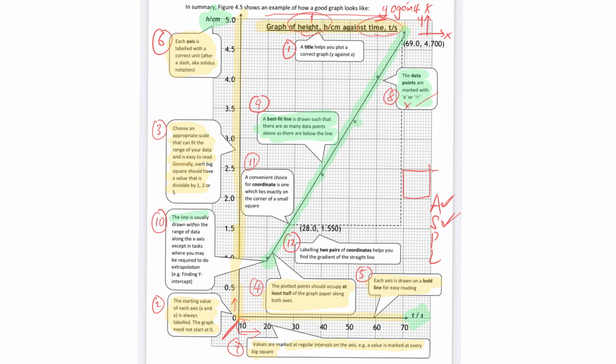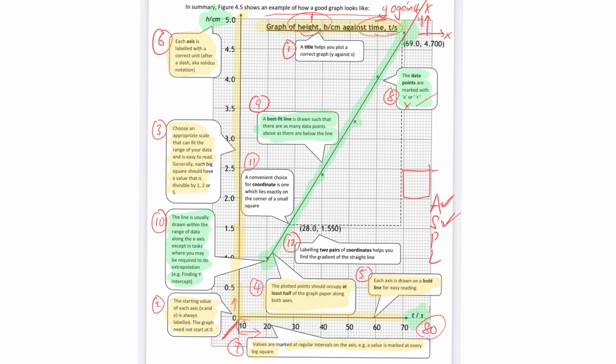One thing to take note is the line is usually drawn within the range. So you must draw from the first point to the last point. You try to draw the best fit line within the range, unless you're required to extrapolate. That means you have to extend your line, then you do that. For example, they ask you what is the height when time equals 80. So you can extrapolate the graph, and then you can look for the value.